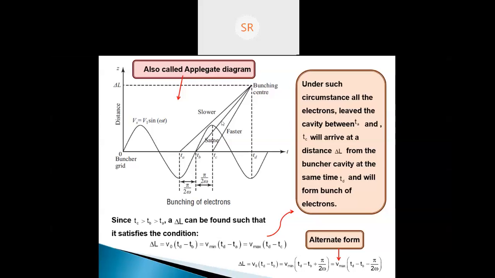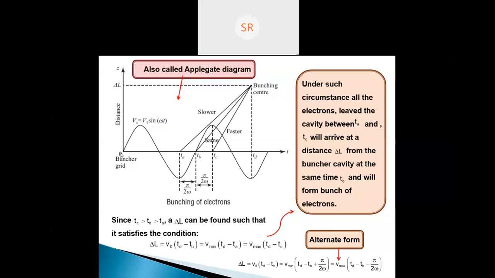RF field will be negative, it will be slower. The transition of the RF field is 0 here, so the velocity of the electron will be the same. That way we'll get a faster and a slower electron. So now this is the distance where the bunch formation takes place, the bunching center.